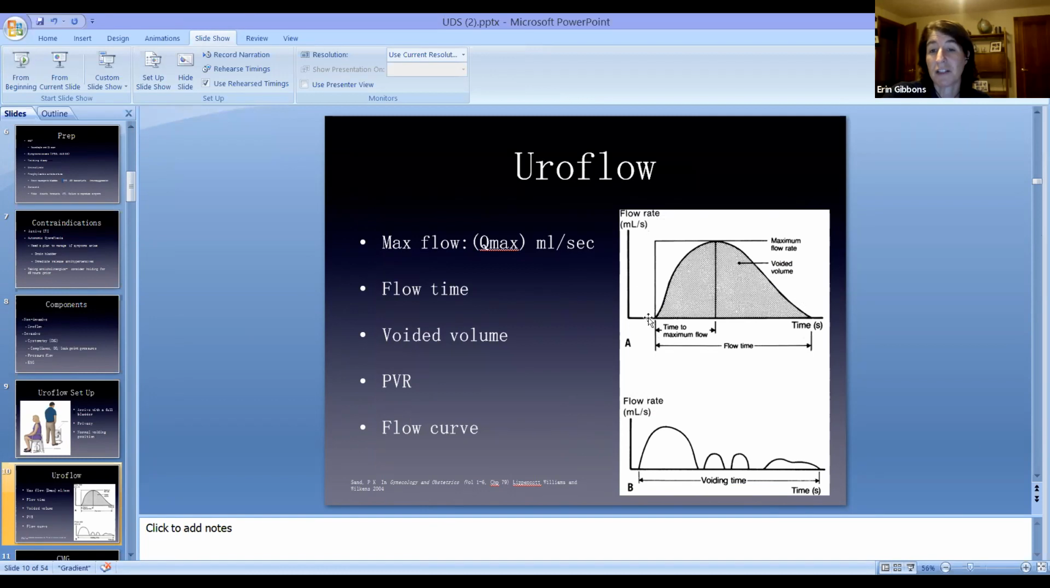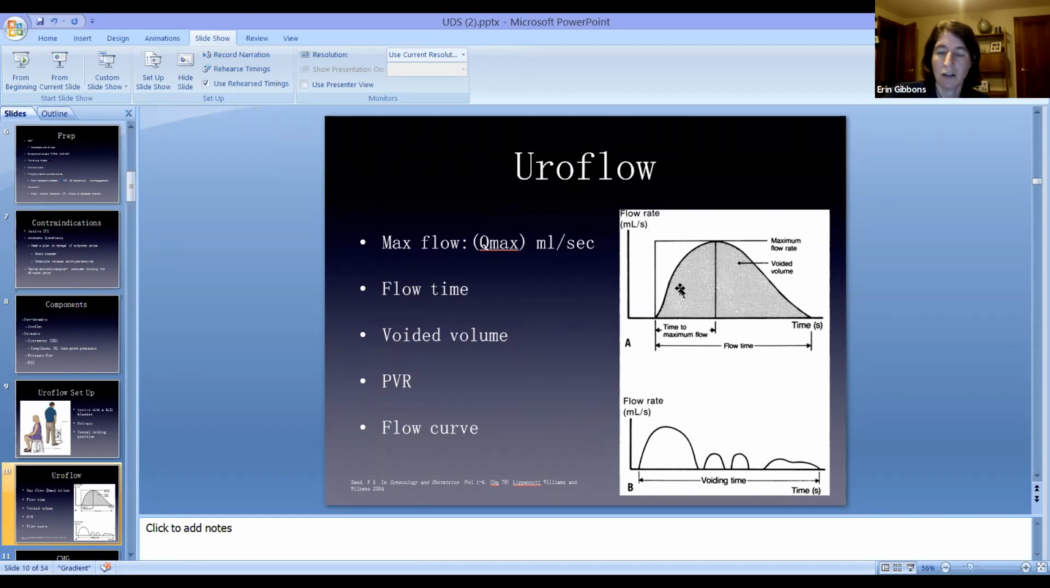Oh, the Uroflow machine is going to give you a ton of information, right? You'll at least get a max flow, how fast they're going, how long it's taking them, how much they went, and what their residual is. So that's going to give you helpful information for outlet obstruction in your men with BPH. Is it going to help you so much with stress incontinence? No, but it could help you with a woman who's had stress incontinence surgery and is now having issues afterwards, right?